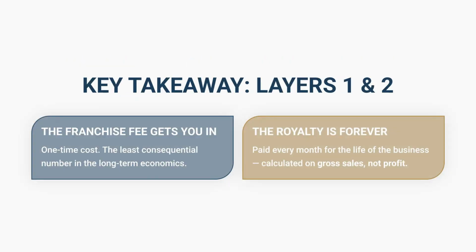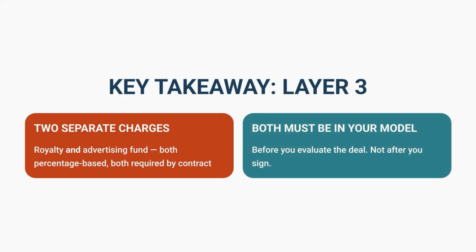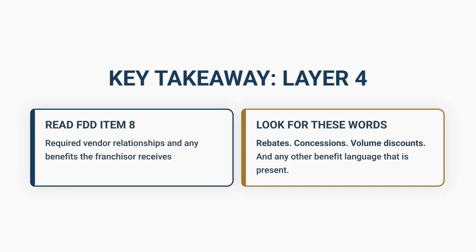Here is what to take away from this video. The franchise fee gets you in. The royalty is what you pay every month for the life of the business, and it is calculated on gross sales, not on what you keep. Most franchise systems charge both a royalty and a separate advertising fund contribution. Both are percentage-based, both are required by contract, and both need to be in your income model before you evaluate the deal. FDD Item 8 discloses required vendor relationships and any benefits the franchisor receives from those arrangements. Read it and look for the words rebates, concessions, and volume discounts.